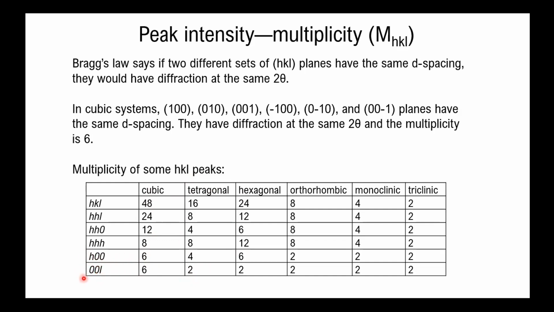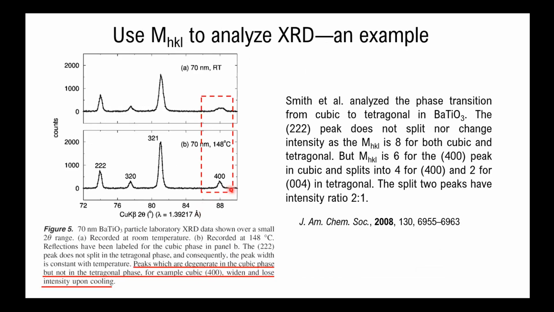So they degenerate in cubic and have the multiplicity of 6. But once it's tetragonal, we can tell H00 from 00L. And the former one has a multiplicity of 4, and the latter one has that of 2. And that is what is happening here.